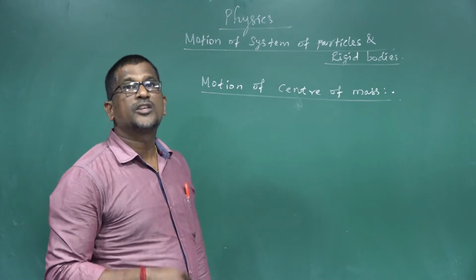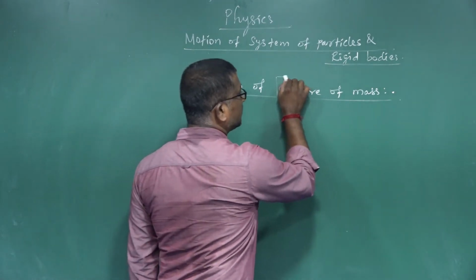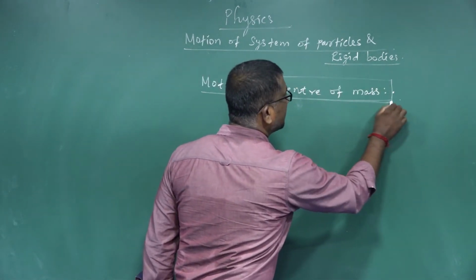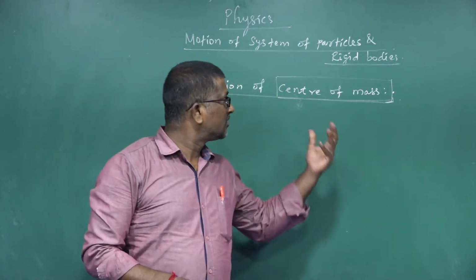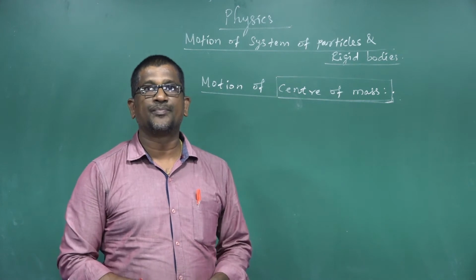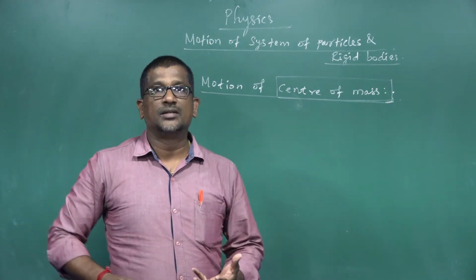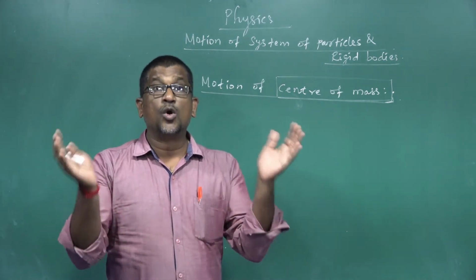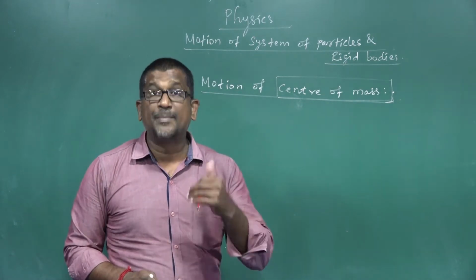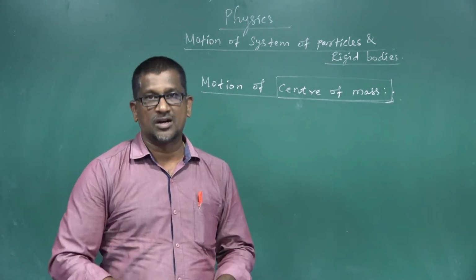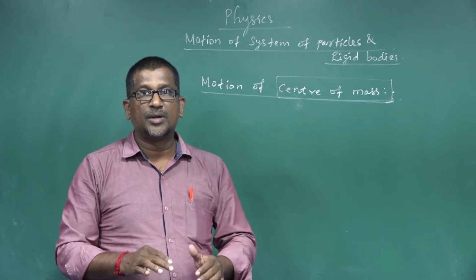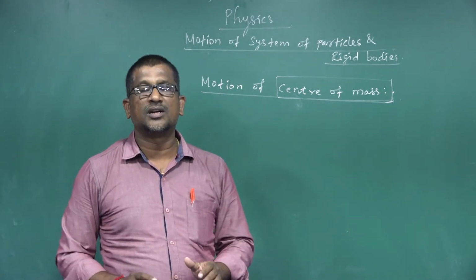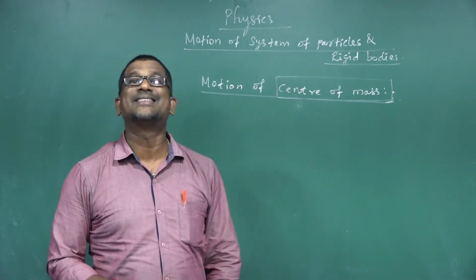Right. What is meant by center of mass? Already explained in the previous classes. The center of mass is nothing but the point at which the whole mass of the body appears to act or is supposed to be concentrated. The point at which the entire mass of the body is supposed to be concentrated is known as the center of mass.